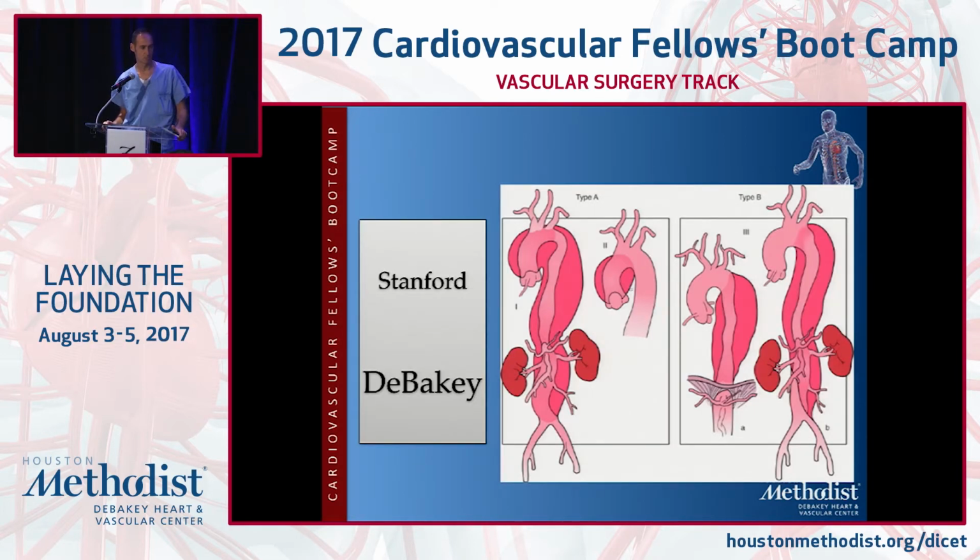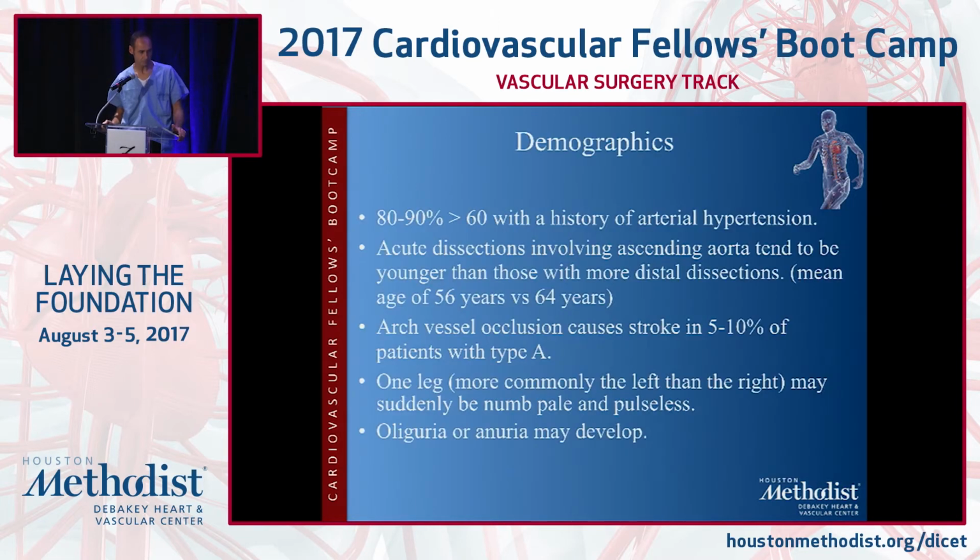So we go with really two main classifications. The more simple is Stanford. Type A is anything involving the ascending, and type B is anything involving the descending. And DeBakey kind of classifies it a little bit further into 1 and 2, which involves the ascending, and then 3A and B, the B being the more extensive of those two.